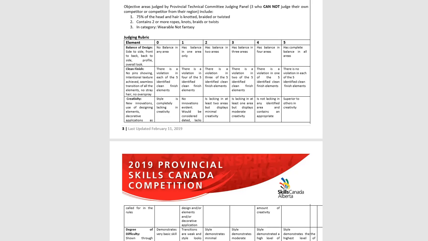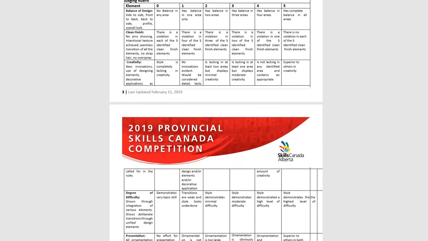Next, we would go to clean finish. No pins showing, intentional texture achieved, seamless transitions of all of the elements, no stray hair, no overspray. Again, this breaks down those 5 identified elements and points are awarded depending on what violations have occurred in that style.